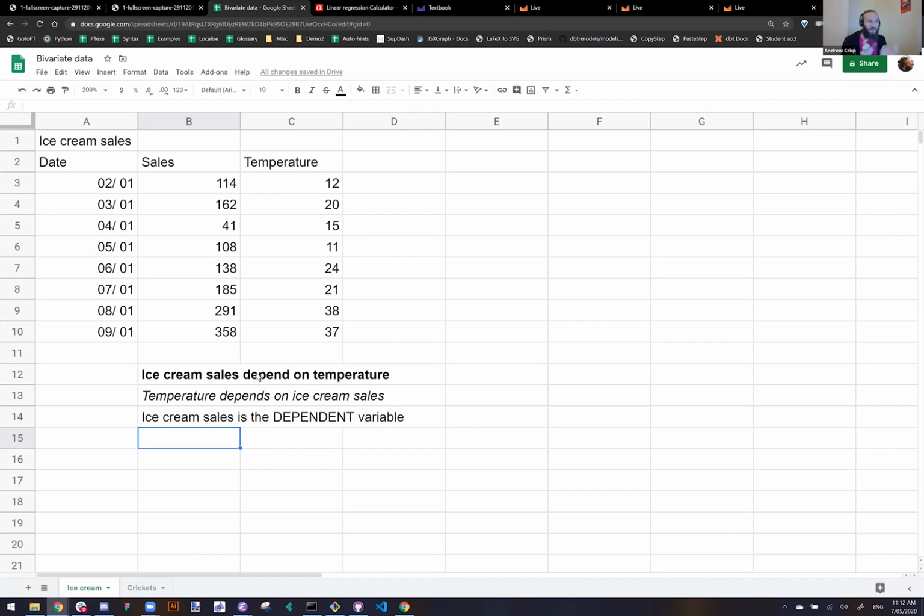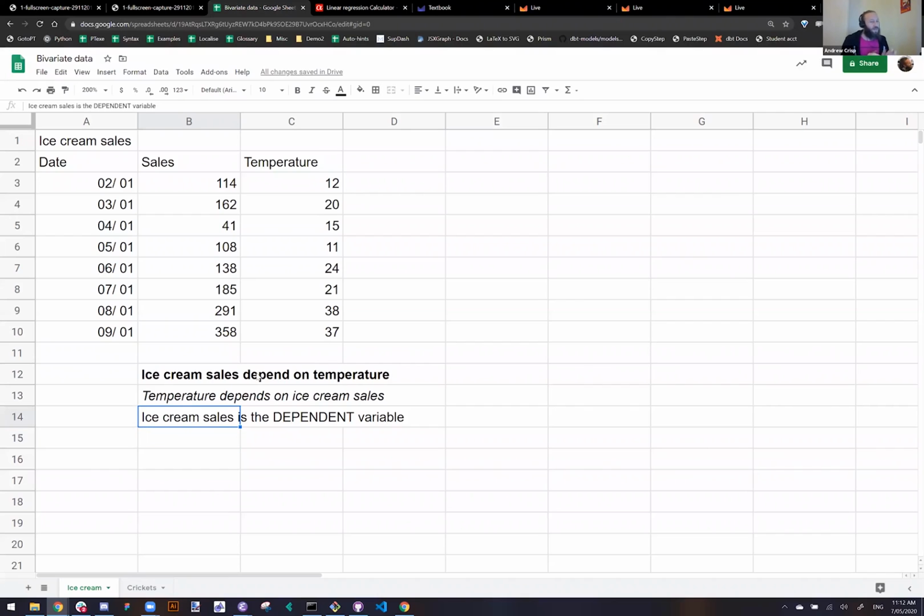So if you're trying to figure out which one's the independent and which one's the dependent variable, try and put it in a sentence and see which one makes sense. And we'll have a bit more practice of this as we go. If you're from a place that uses the phrases explanatory and response variable, instead of depend, put responds to. Ice cream sales responds to temperature, rather than temperature responds to ice cream sales. And because ice cream sales respond to temperature, ice cream sales are the response variable.